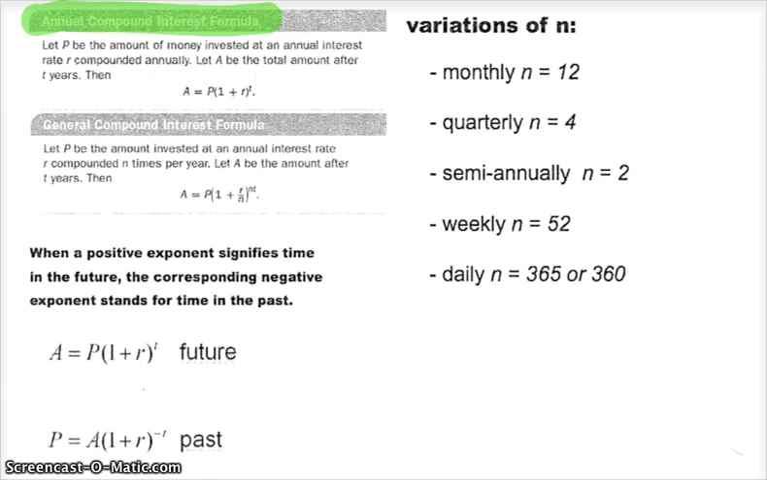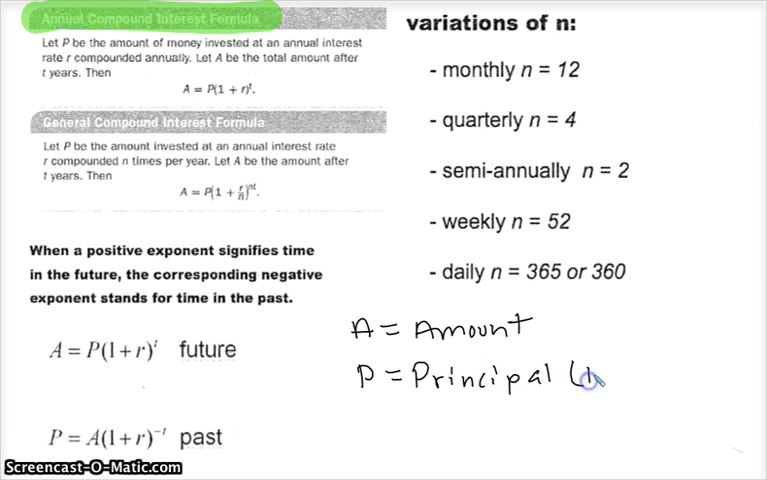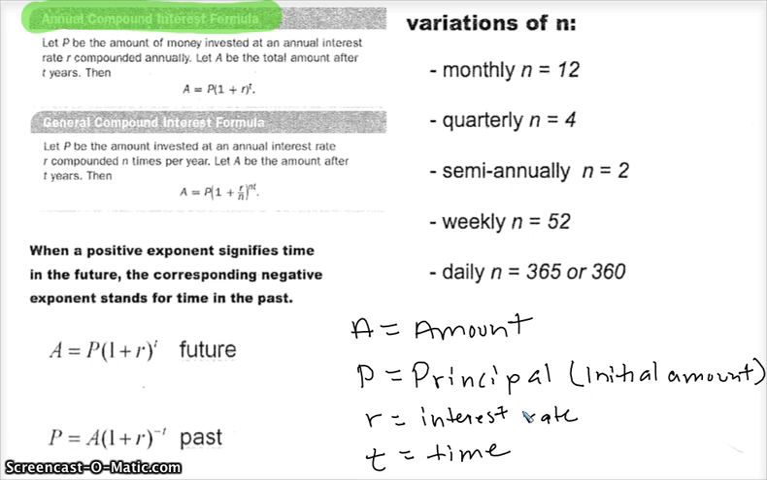Let's look at what some of those variables mean. The A represents the amount in the account. The P equals the principal, and remember, that is the initial amount. The R is the interest rate, and T equals time. So you can see for the annual compound interest formula, I'm simply taking the interest, adding 1 to the rate, and raising it to the time.